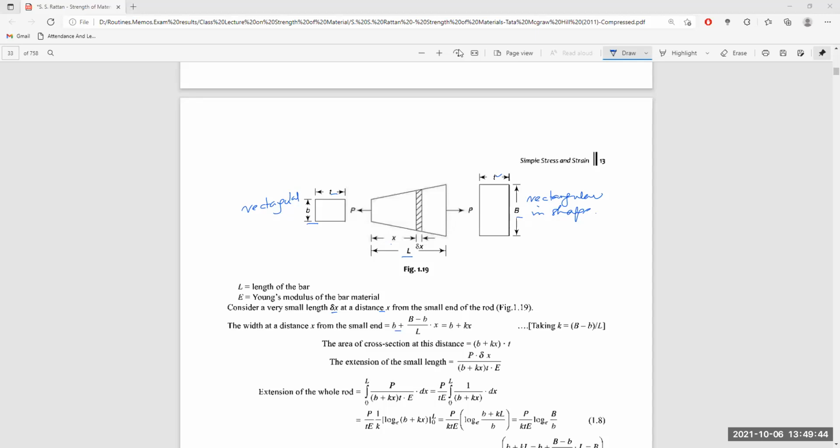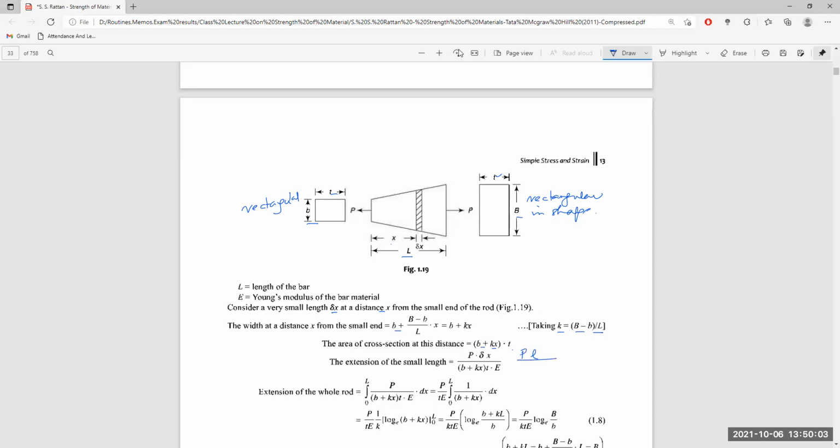Now, if we put this value k in place of (B minus b) divided by L to simplify the matter a bit, the cross-sectional area will be (b plus kx) into t. The extension of the small length delta x will then become P into delta x divided by the area and E.